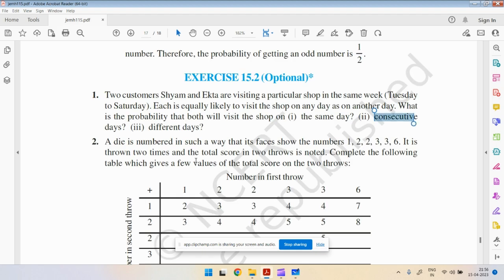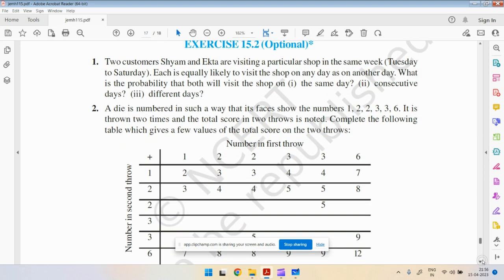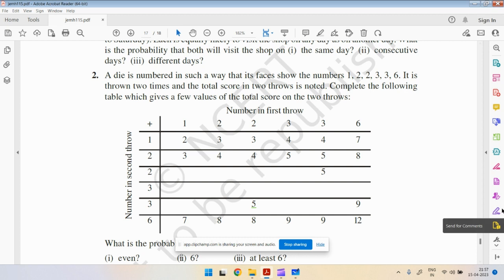Now, the second question is: a die is numbered in such a way that its faces show the numbers 1, 2, 2, 2, 3, 3, 6. It is thrown 2 times. The total score in 2 throws is noted. Complete the following table, which gives a few values of the total score of the throws.